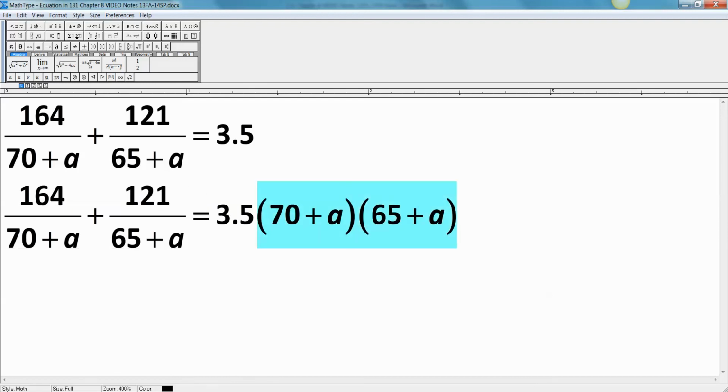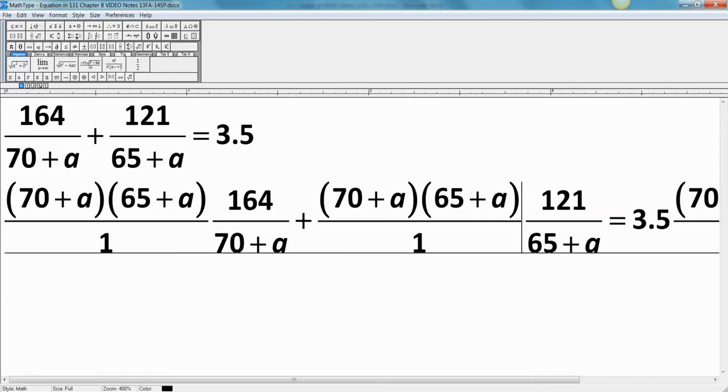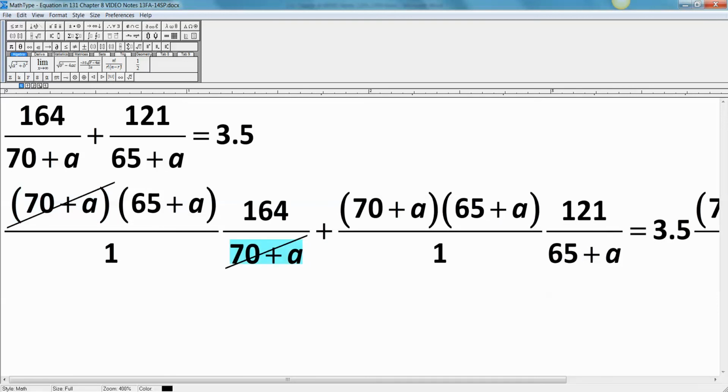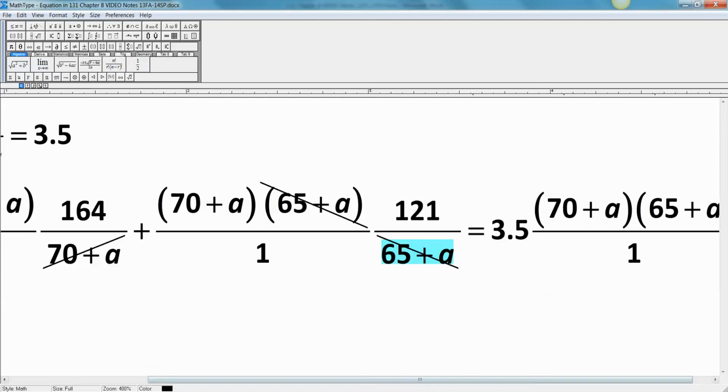So you're going to take this and put it over 1 and multiply it by every single one of these. So it goes here on the first term, here in the middle term, here on the last term. Now it looks really horrible, but remember your reason for doing it is it makes all the fractions disappear, because 70 plus A, numerator and denominator, disappears. So you're left with 164 times 65 plus A there. Over on this one, the 65 plus A is going to go away, both here and here. And then in the last one, nothing disappears, so we'll have to figure that out in a minute.